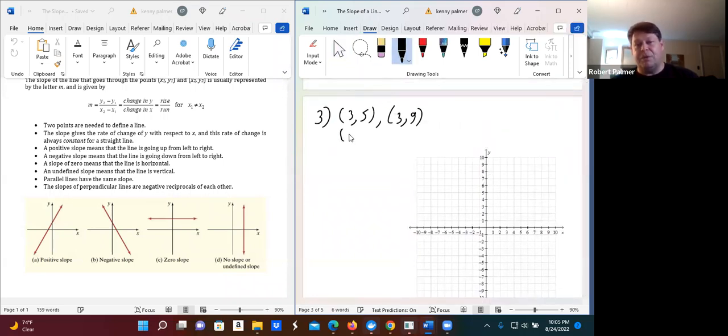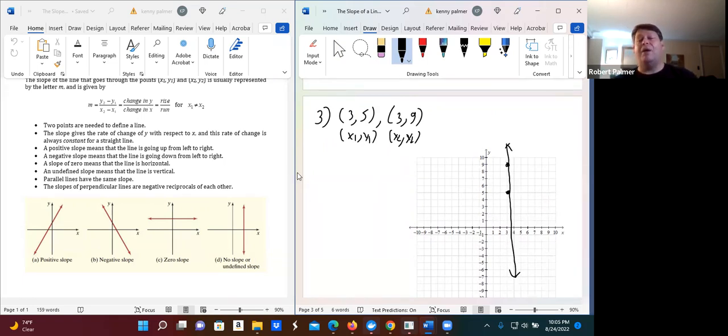And once again, let me call this one our x1, y1, x2, y2. Let's also graph these points. So 3, 5 is right here. And 3, 9 is right there. So this appears to be a vertical line. Okay. So in a vertical line, it's vertical.